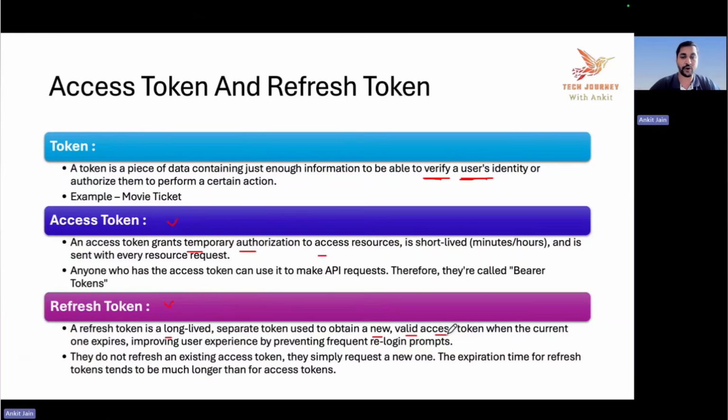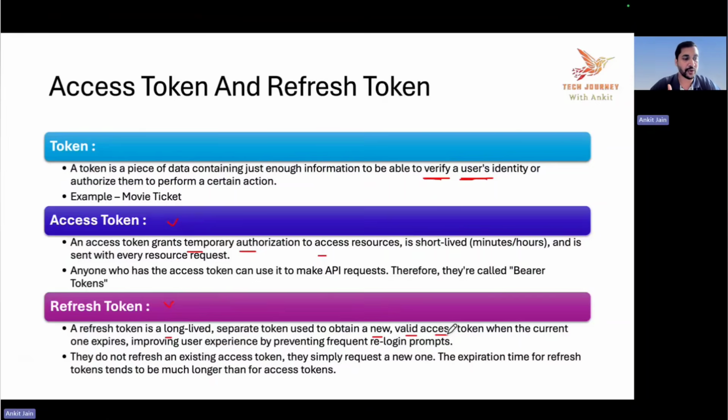Again, coming to the similar analogy of the movie ticket. For example, you have watched the movie by using the access token. Now the movie got over. Once the movie got over, you got a gift card. And what BookMyShow is mentioning is that you can use that gift card in the next 3 months whenever you want to watch another movie. So this gift card is nothing but a refresh token, which is long-lived. Like in this scenario, it is available for 3 months. Using that gift card, you are generating another token, or another movie ticket. If you remember this analogy of the movie ticket, right?